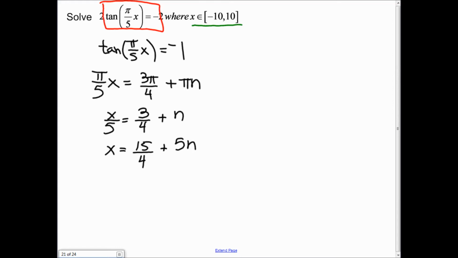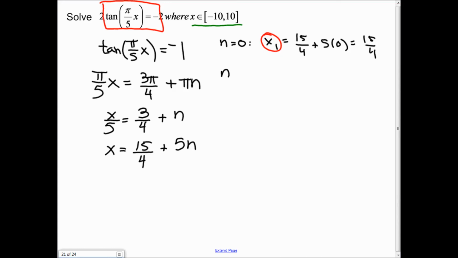Okay. And just like before, we're going to take a look at all the possible values of x that fall within the range of -10 to 10. So if we start with an n value of 0, then that means that the first value we're looking at is going to be 15 over 4 plus 5 times 0, and 15 over 4 plus 5 times 0 is just 15 over 4. And that falls within the range of -10 to 10, so it's acceptable for us. So this one here is going to be a good value.